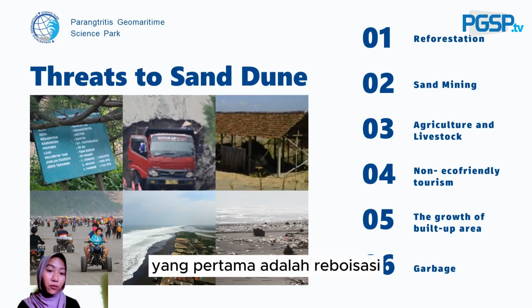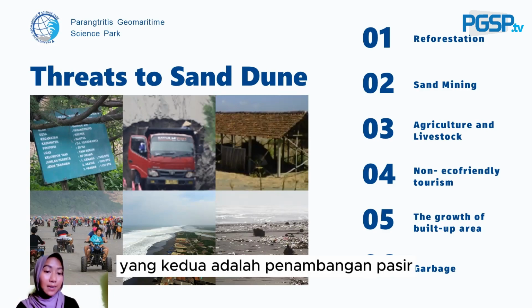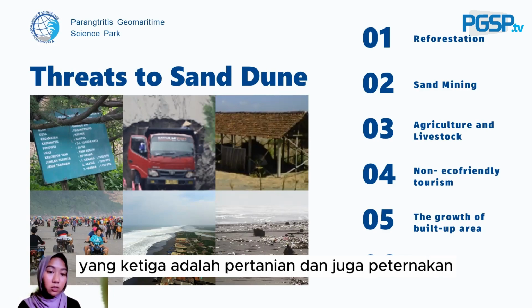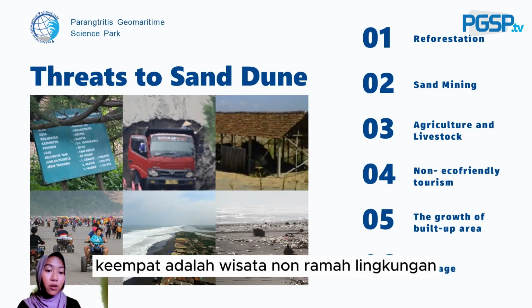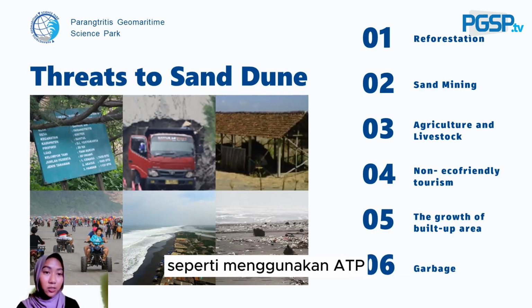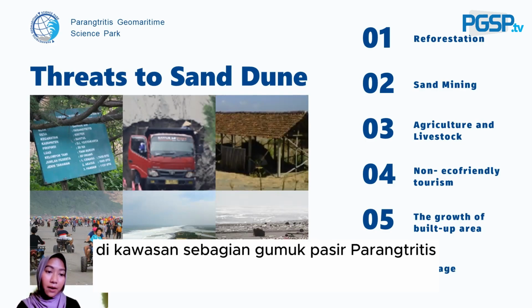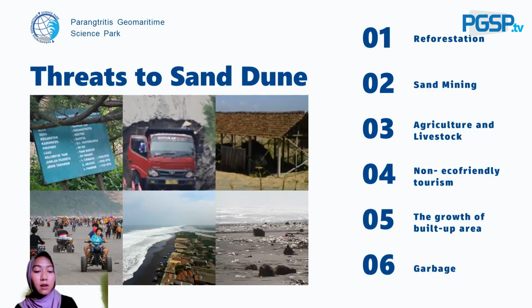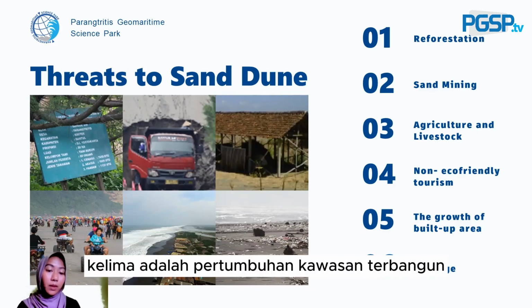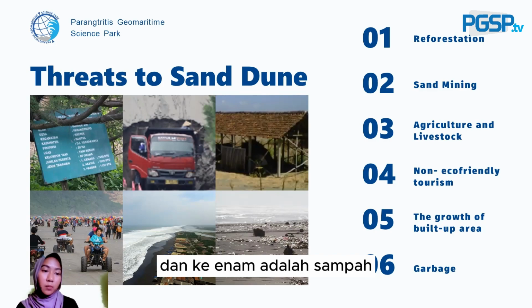The first one is reforestation. The second one is sand mining. The third one is agriculture and also livestock. The fourth is non-eco-friendly tourism, such as using ATVs in the area of Parangtritis Sand Dune. The fifth is the growth of built-up area, and the sixth is garbage.